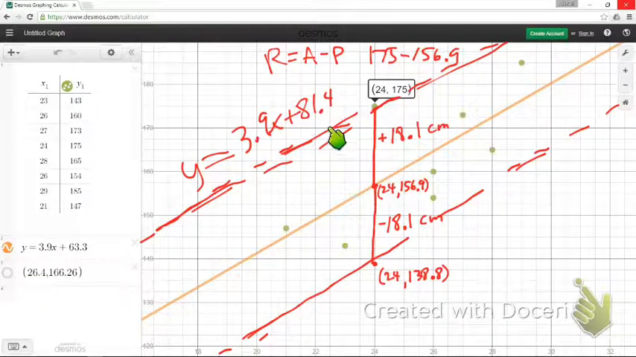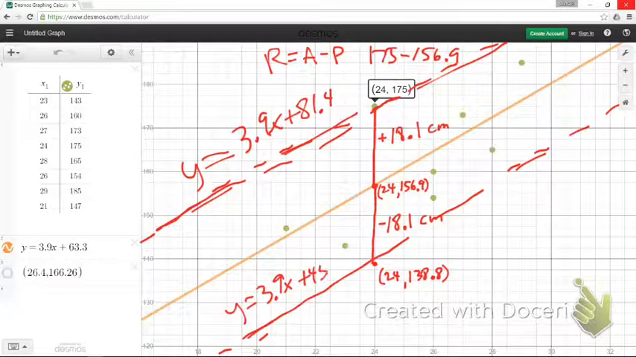Right? So that's the y-intercept now. Same thing, if we have 156.9 and we go minus 18.1, then we're going to take our y-intercept and go down 18.1. So 63.3 minus 18.1, and we now have y equals 3.9x plus 45.2. And so there are your two new boundary lines, your upper bound and your lower bound.